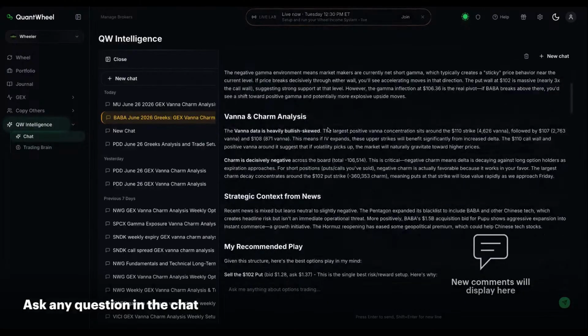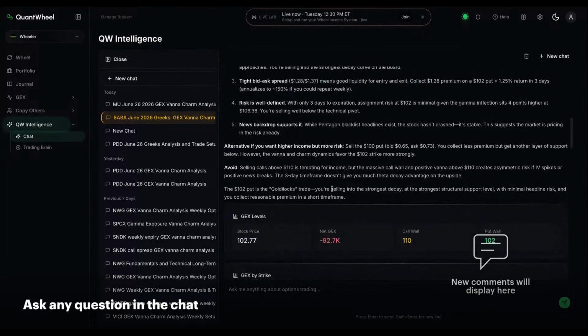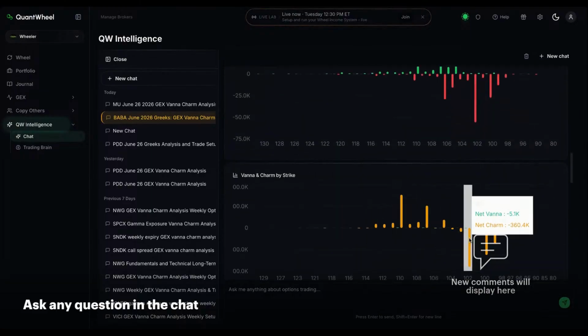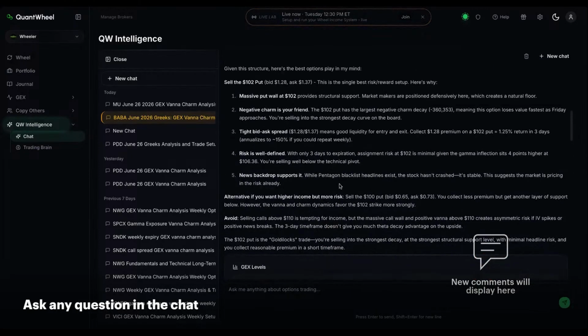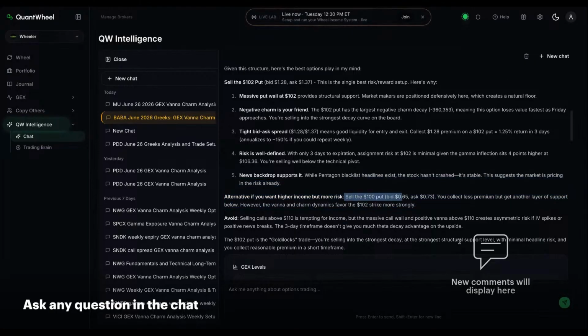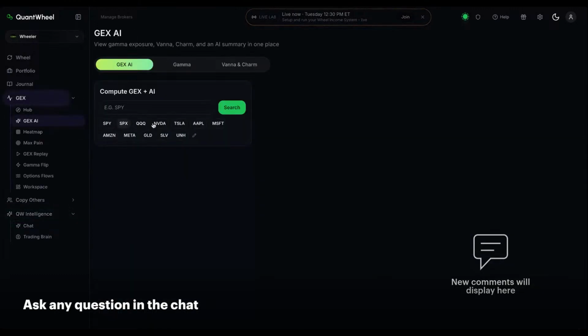I do similar things with, let's say, BABA, that is on a huge support level of around $100. So it can take a look at all the GEX structures, Vanna and Charm. As you can see, the 100, 102 level are very strong. Yeah, it can just give you ideas on what to trade. So it's saying $100 put as a CSP. That's exactly what I would do, for example, looking at the chart. In the GEX level, there's obviously everything similar here.